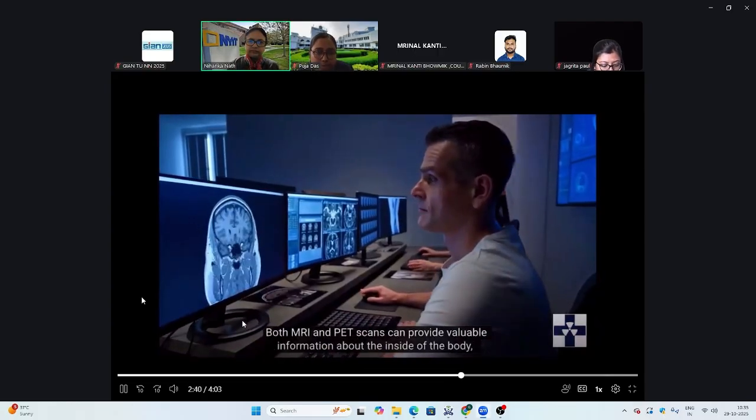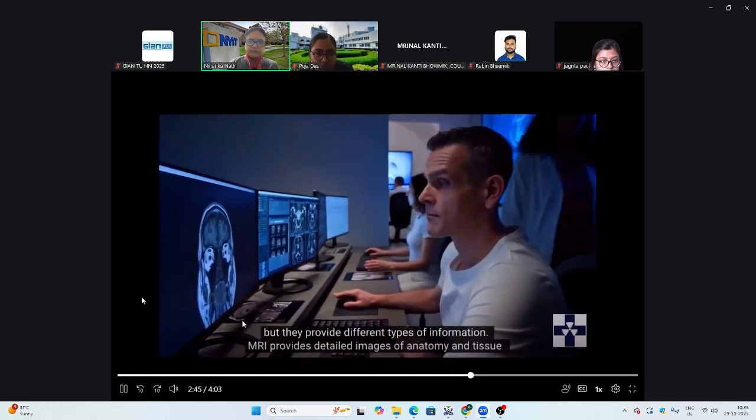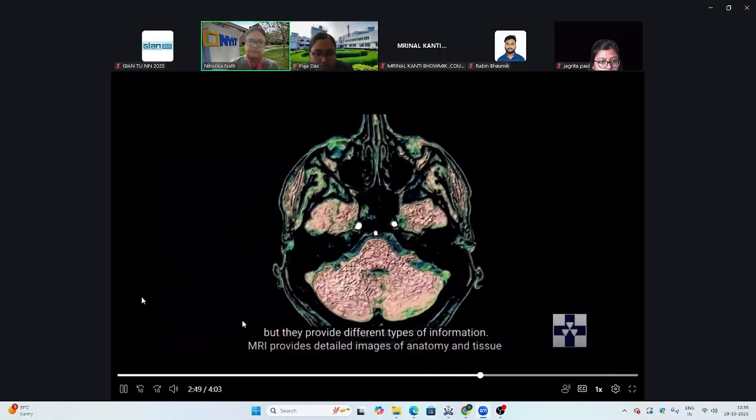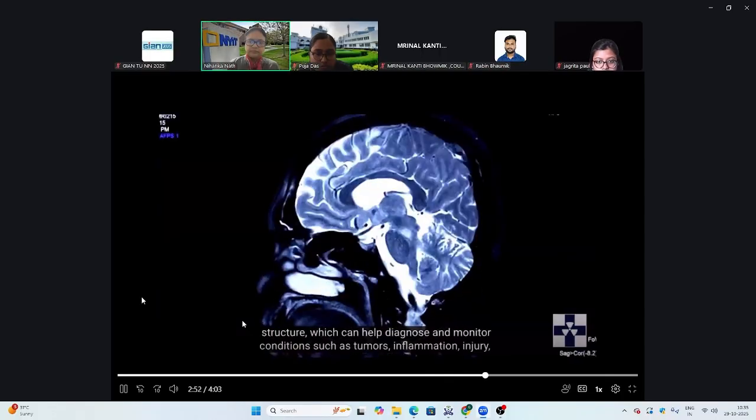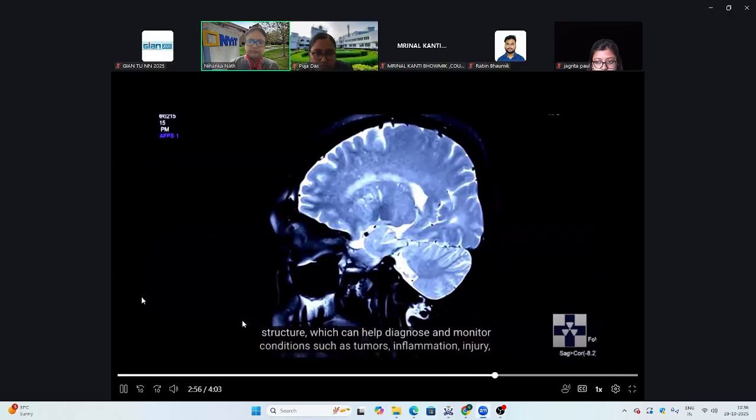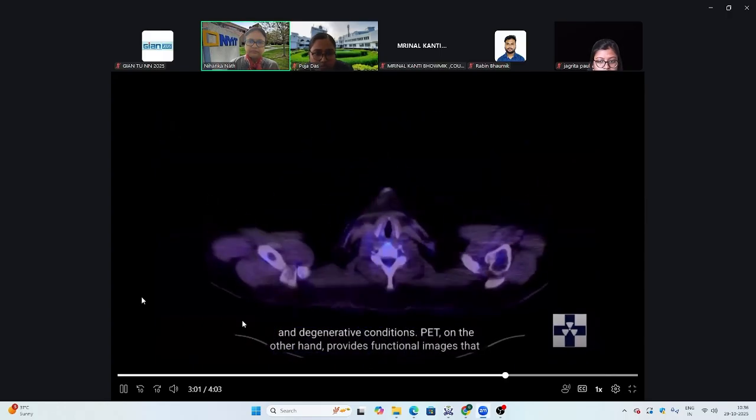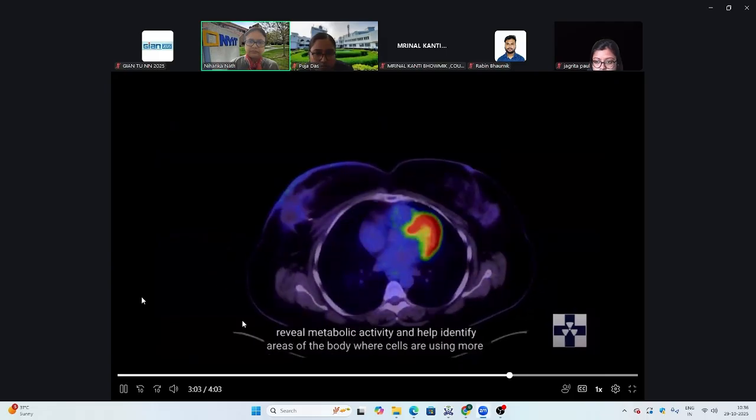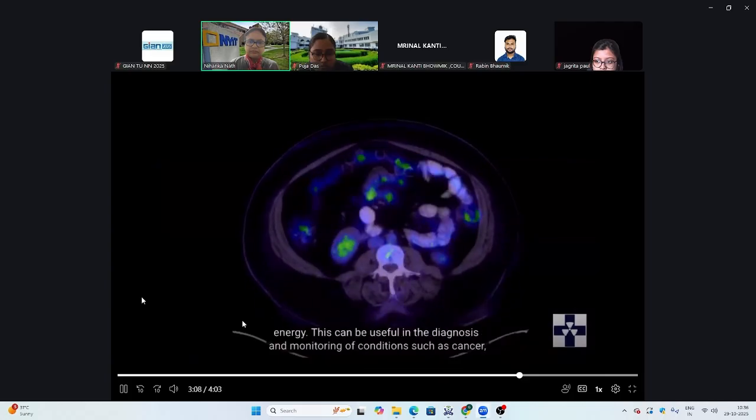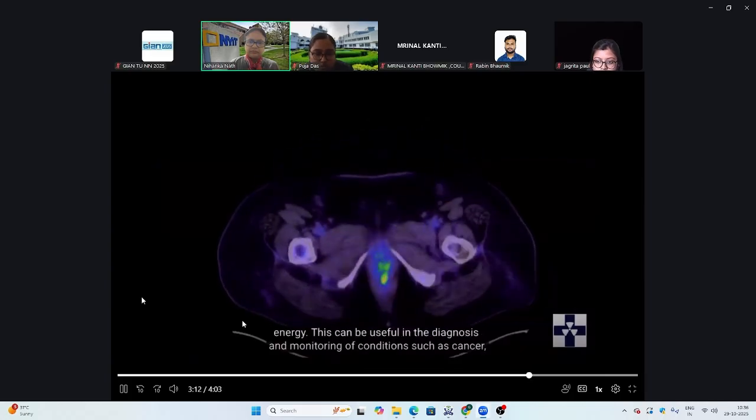Both MRI and PET scans can provide valuable information about the inside of the body, but they provide different types of information. MRI provides detailed images of anatomy and tissue structure, which can help diagnose and monitor conditions such as tumors, inflammation, injury, or degenerative conditions. PET, on the other hand, provides functional images that reveal metabolic activity and help identify areas of the body where cells are using more energy. This can be useful in the diagnosis and monitoring of conditions such as cancer.